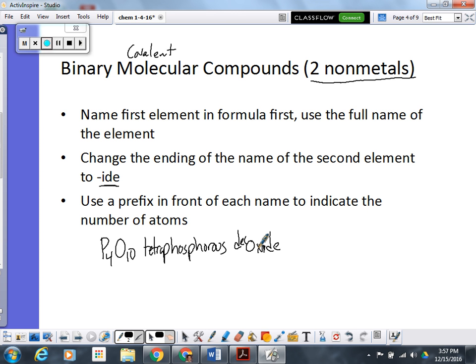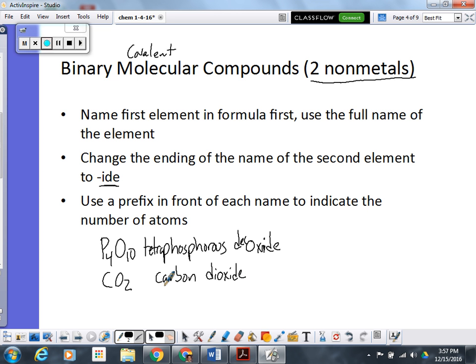The only thing that is a little bit different is if you have only one of the first element. So if I have CO2, I would have carbon. I don't ever put mono in front of the first element if there's only one of them. So this would be carbon. There are 2 oxygens, so di, and then oxide. So mono is not used as a prefix for the first element.